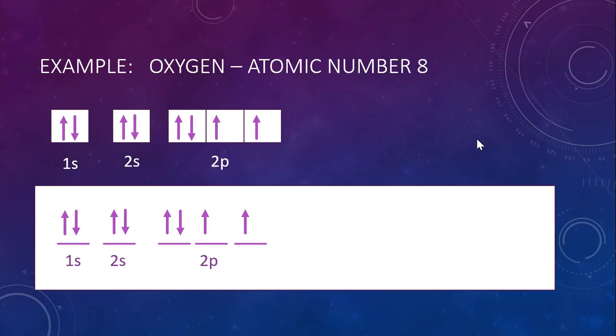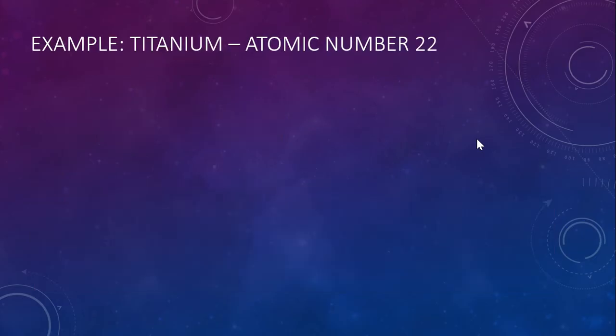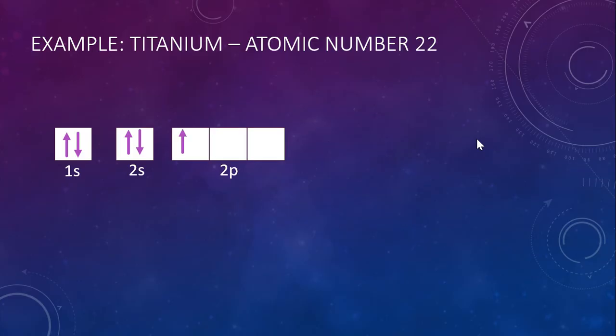Okay, one more. Let's do titanium. Titanium has atomic number 22, so it has 22 protons, but it also has 22 electrons. So let's put them in the table. It's 1s first, add the 2 electrons. After 1s is 2s, add the 2 electrons. So we're nowhere near 22 yet. Add the next orbital, which is 2p, and fill the orbitals accordingly, doubling them up. We right now have 10 electrons accounted for.